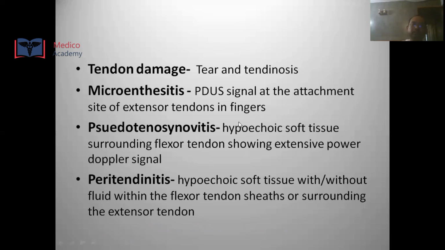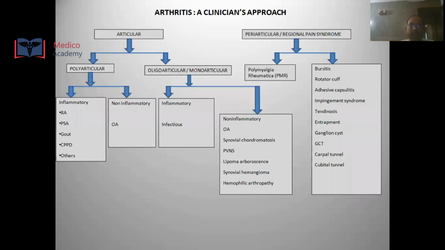There are some other terms which are being used by the clinician and the radiologist, such as tendon damage, which can be either tear or tendinosis. There can be microenthesitis, like power Doppler signal at the attachment site of extensor tendons. Pseudotenosynovitis, where there is hypoechoic soft tissue surrounding the flexor tendon showing extensive power Doppler without fluid. Peritendinitis is hypoechoic soft tissue with or without fluid surrounding the tendon.